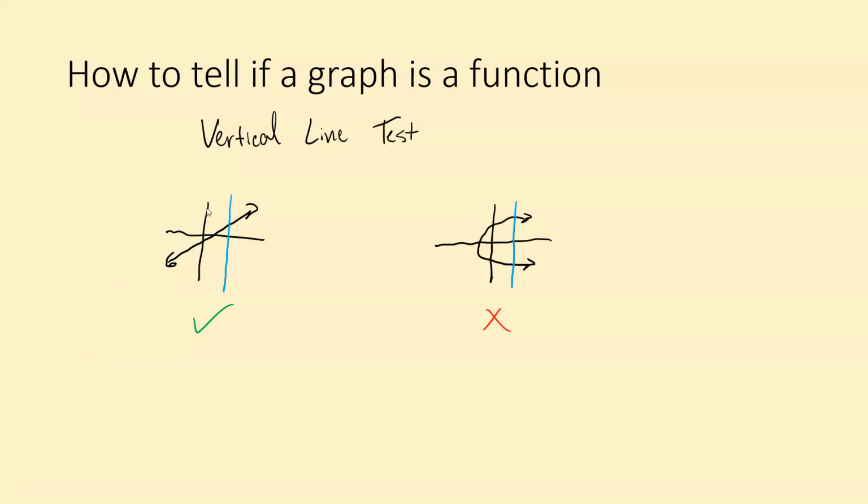So, how to tell if a graph is a function: we use the vertical line test. If you draw a vertical line through a function, at any point, it will only pass through one point. If you can draw a vertical line through at 2 points, then it is not a function. So this would be a function. This is not a function.